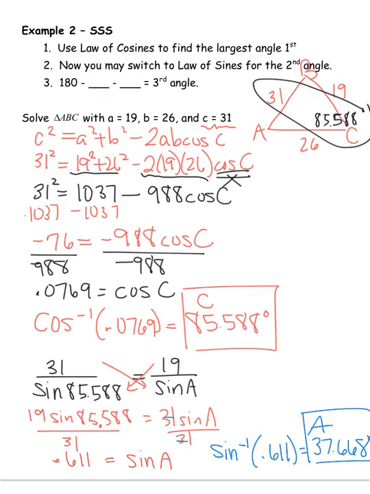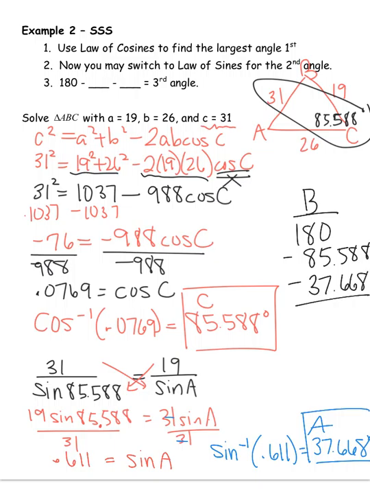And that leaves me the ability to find angle B by subtracting the two angles we just calculated from 180. So angle B was 56.744 degrees. And so that's how law of cosines can find us an angle, and we can continue to find all of our angles.